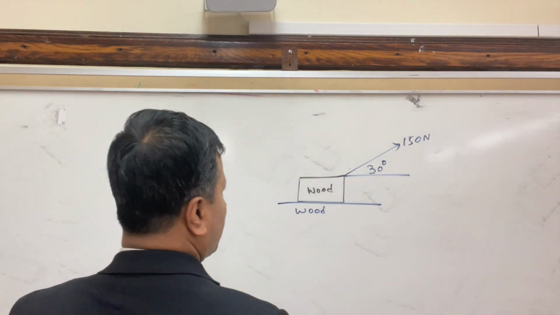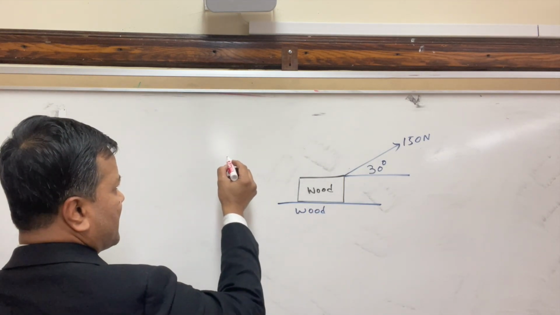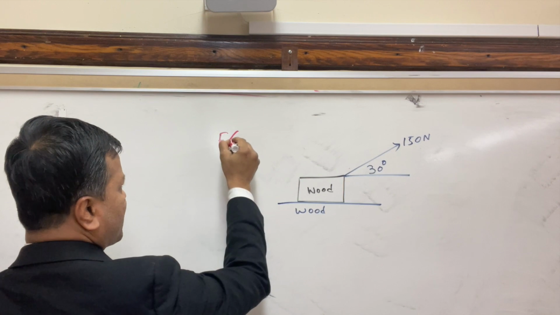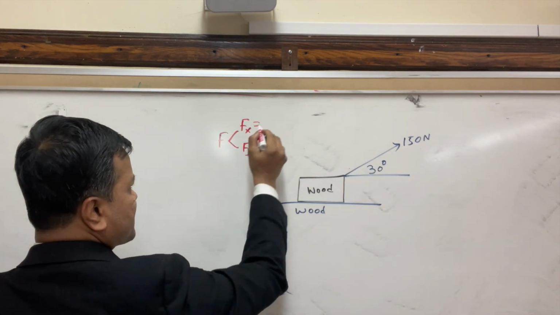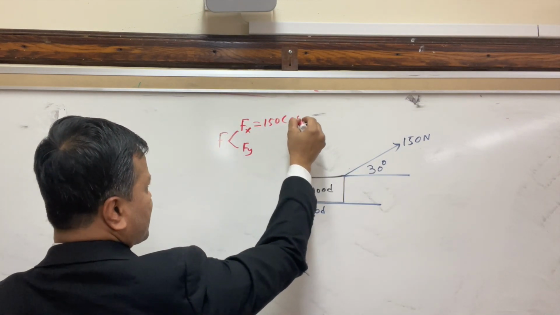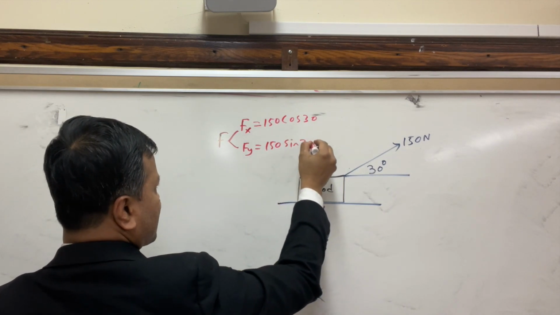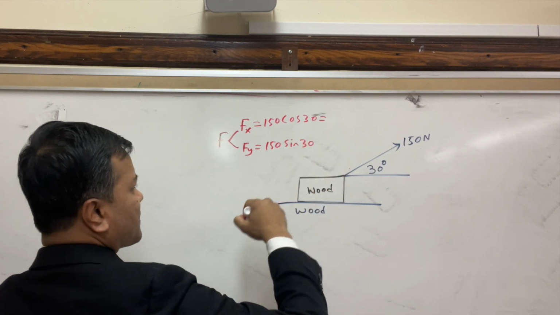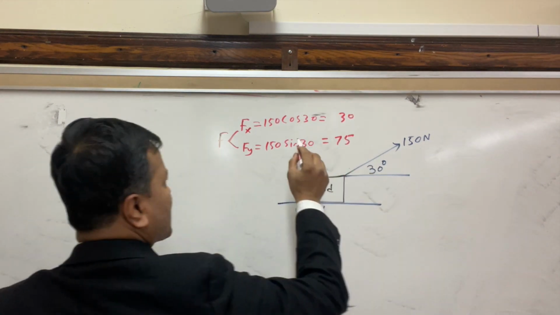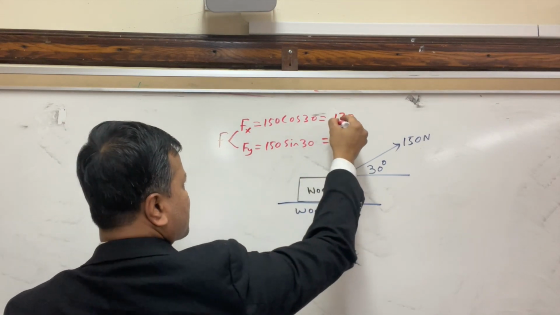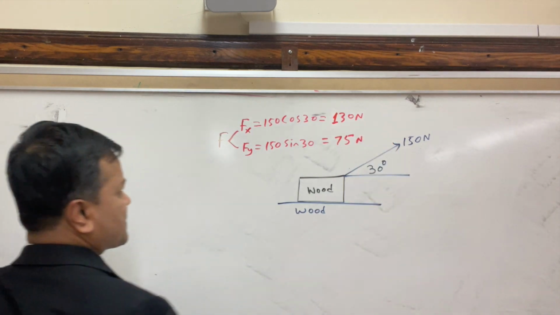Very nice. In the Messi one, you have to find both components of the vector. Now also you're going to find both components of the vector. The x component is 150 cosine 30, and the y component is 150 sine 30. This is going to give you 130, and this is going to give you 75. Okay, don't forget to write Newton.